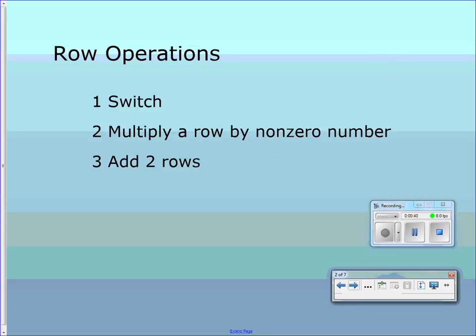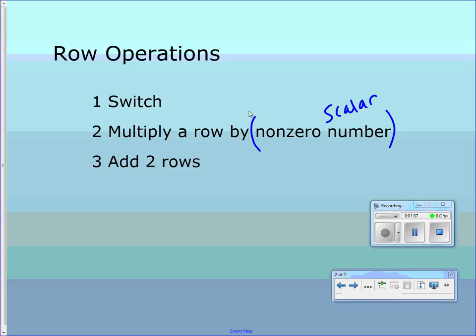So there are three main row operations. You can either switch rows. Secondly, you can multiply a row by a non-zero number. So we call it a scalar. You just can't use 0. And lastly, you can add any two rows. So these are the three operations that you're allowed to make on a matrix.